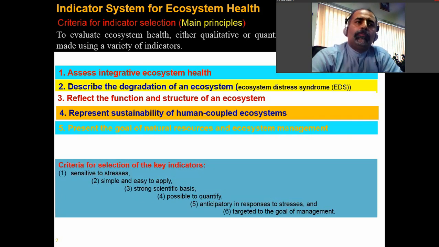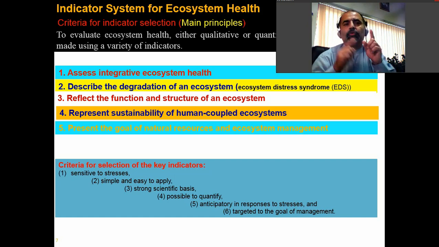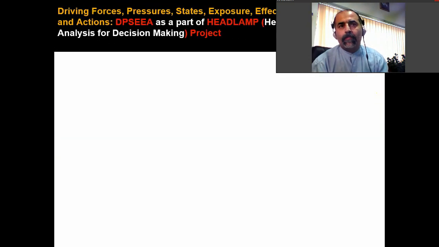So to select our criteria properly, we need some key indicators. Our indicators have to be sensitive to the stresses. They have to be simple and easy to apply. They have to have a strong scientific basis. They need to be possible to quantify. They have to be anticipatory in responses to stressors. And finally, they have to target the goal of the management. So it has to be in the same direction as the management goals.